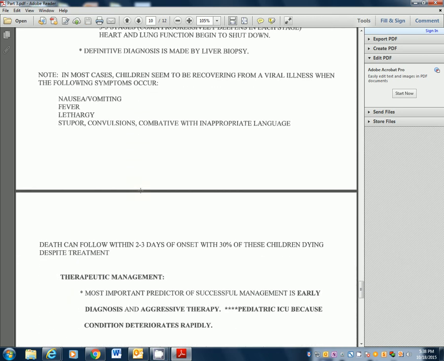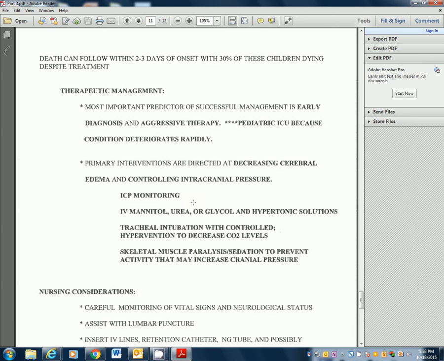So again, if they're in doubt, they will go ahead and do one, or even if they suspect a child has Reye syndrome. In most cases, children seem to be recovering from a viral illness, and then all of a sudden they'll have nausea, vomiting, fever, lethargy, stupor, coma, convulsions, combativeness. That's a red flag right there. That's your red flag for Reye syndrome. Death can occur within 1 to 2 days of the onset, with 30% of these children dying despite treatment.